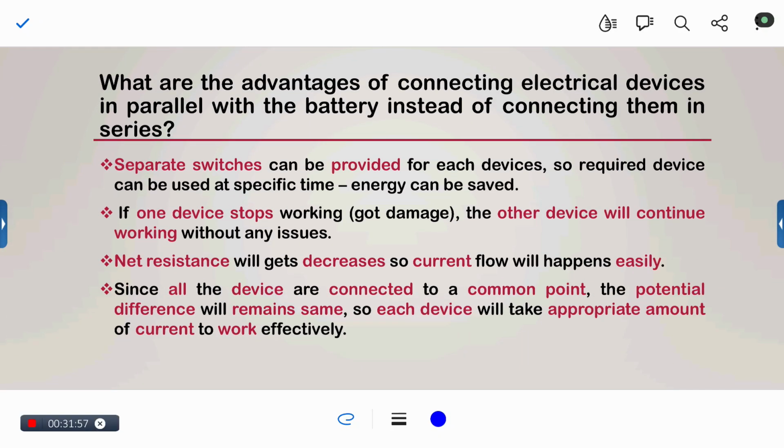Important question. They will ask this as a 2 mark or 3 mark question. What are the advantages of connecting electrical devices in parallel with a battery instead of connecting them in series? The first advantage is that we can provide separate switches for each and every device. Whichever device we need, that alone we can use, so energy can be saved. Second advantage: if one device stops working, the other devices will continue to work without any fault.